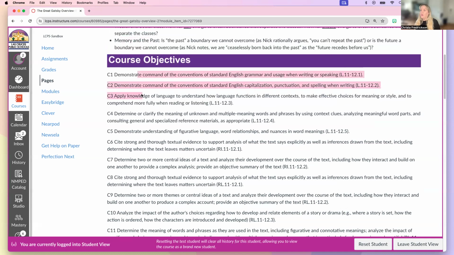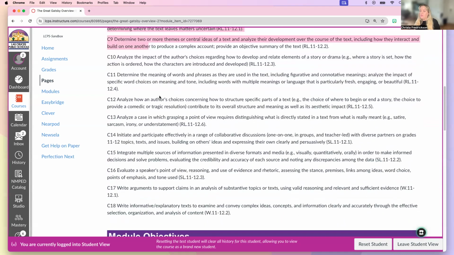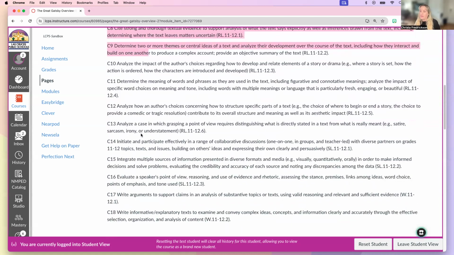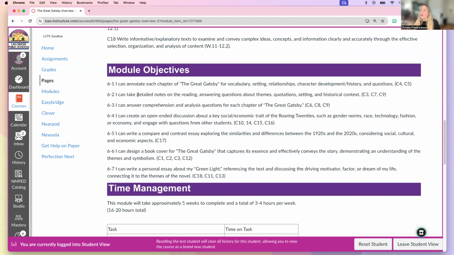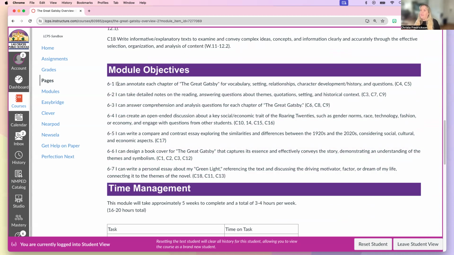When you go through here, you're going to see these course objectives linked with the national standards for English so that you understand exactly why we're learning something and how it connects to our standards. And then we have our module objectives. So these are the objectives that we're going to do every single day that tie into our state standards. And these are the activities that we're going to be doing.